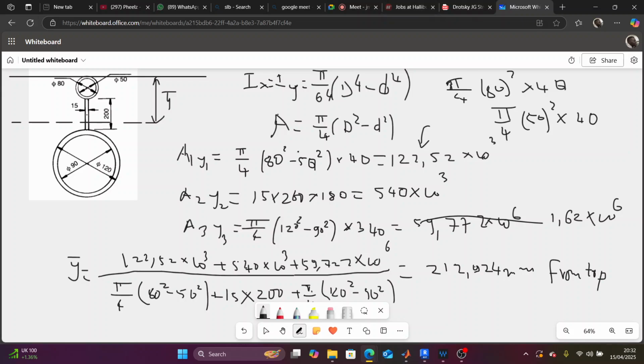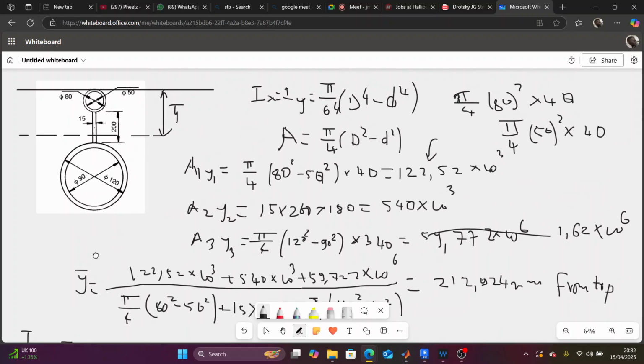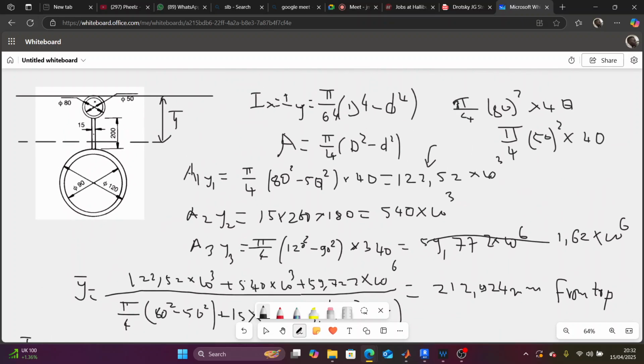Now what do we do from here? Can I move a bit faster? We start by Ix. Let's start by Ix1. Ix1 is the first one, the aluminium. Now where is the centroid? Where is the center of gravity? Is this one? Do you see it?